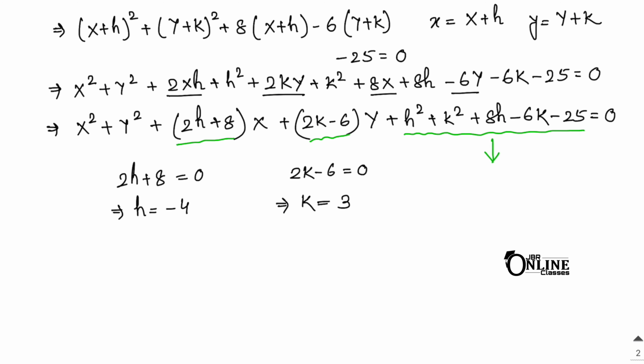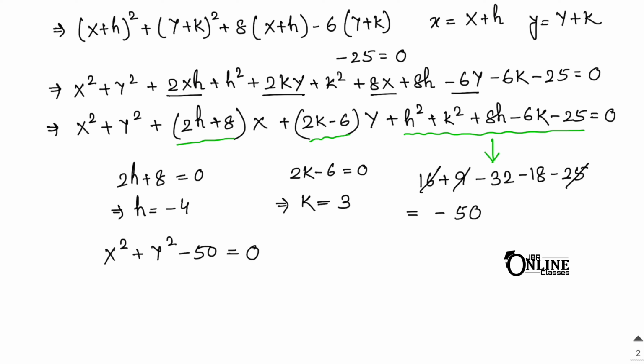Okay, so what will be the value of this? Here h square is 16, k square is 9, then 8 fours are 32, and minus 6k, so minus 18, minus 25. So 16 plus 9 becomes 25, which cancels out, and this one 32 minus 18 minus 25 is minus 50. So the value of that portion equals minus 50. Here your answer will be x square plus y square minus 50 equals 0. So your final answer will be x square plus y square equals 50.